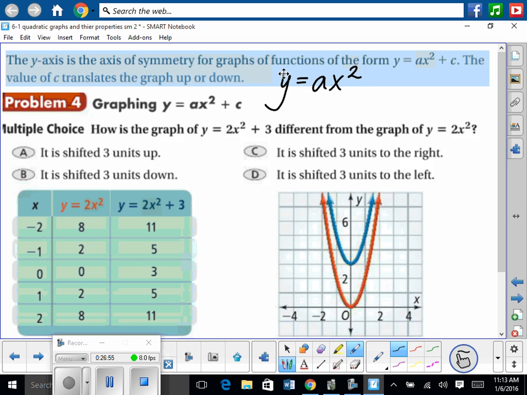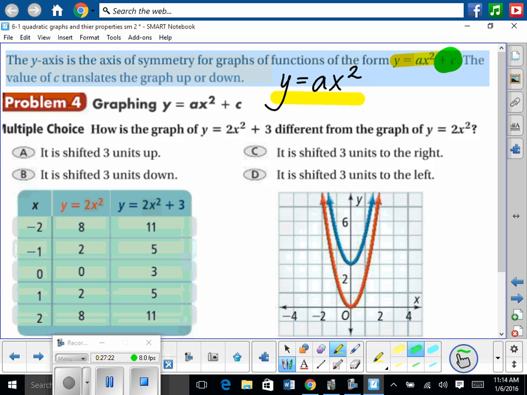Now I'm going to talk about something that is of the form y=ax²+c. So the y-axis is the axis of symmetry for graphs of the function y=ax²+c, which is also true for y=ax². We knew that we had our origin at 0, 0, so our axis of symmetry would be on the y-axis. Now, everybody listen up. This is the cool part.